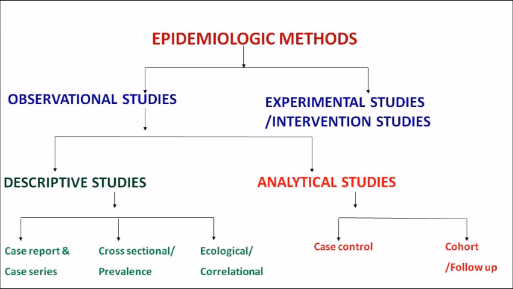So that is case control, and cohort means we are moving forwards. The outcome has not yet occurred. We have an exposure and we move forward to see how the outcome happens. That is a cohort, or a follow-up study. So this is a brief classification of observational studies.